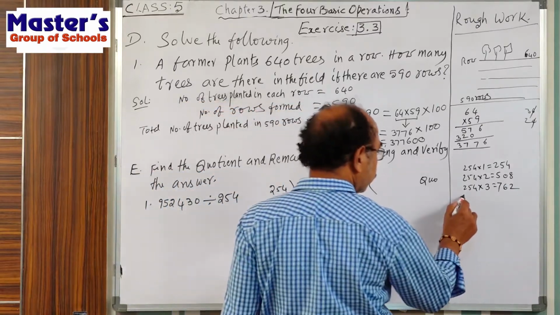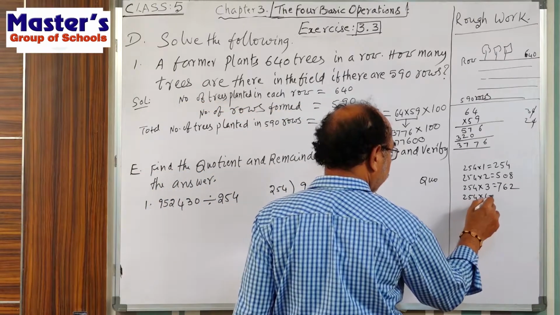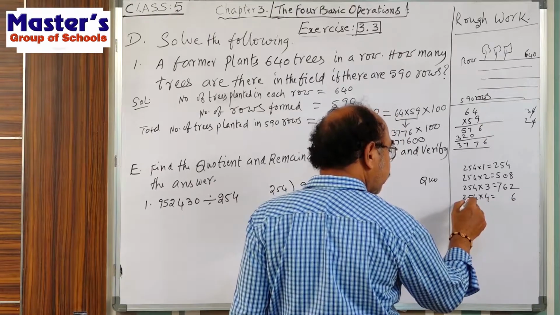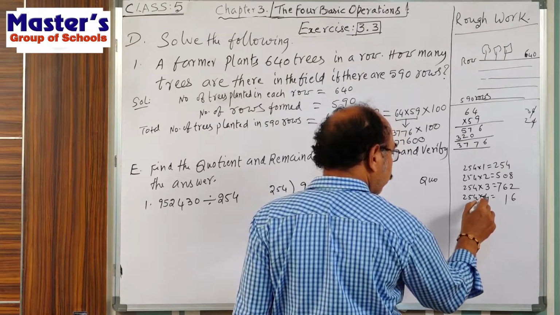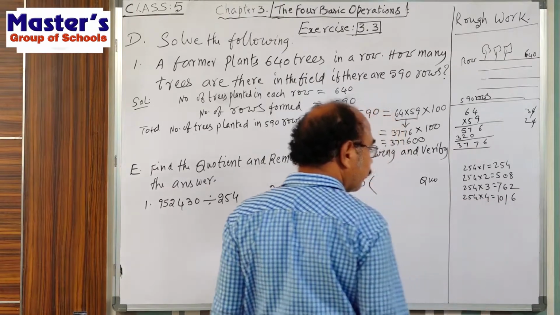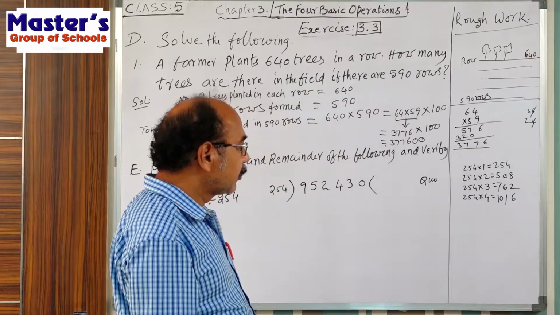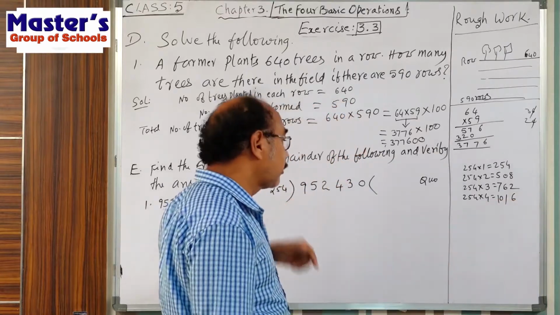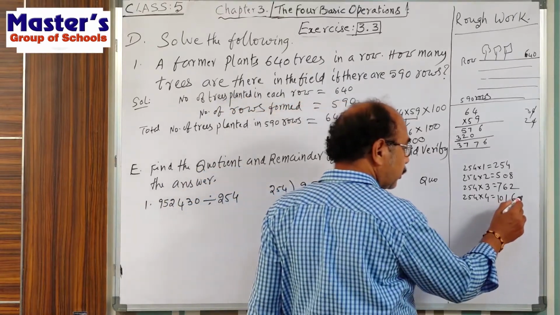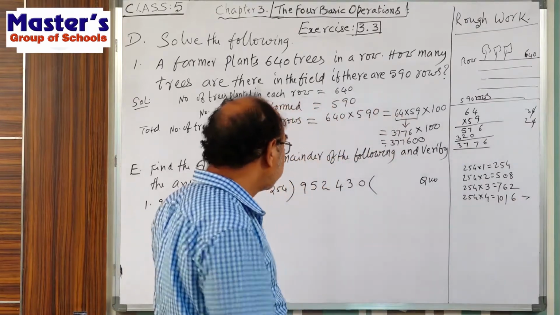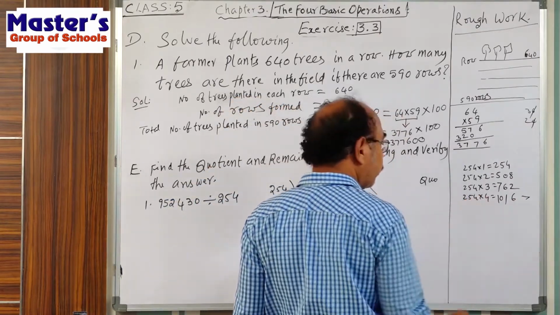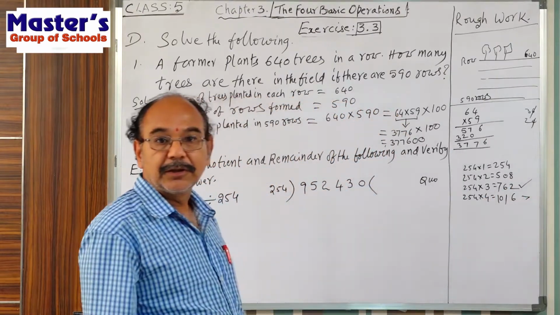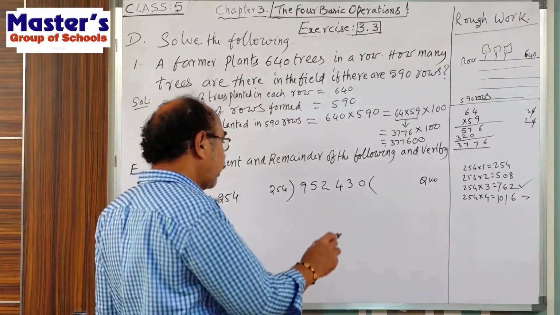4 times means 254 into 4. 4 4s are 16, 6 1, 4 5s are 20, 20 plus 1 21, 2 is there, 2 4s are 8 plus 2 10. 1016. This is a big number. 1016 is greater, that's why don't select 4 times. How many times do we select? 3 times. So write 3 here.